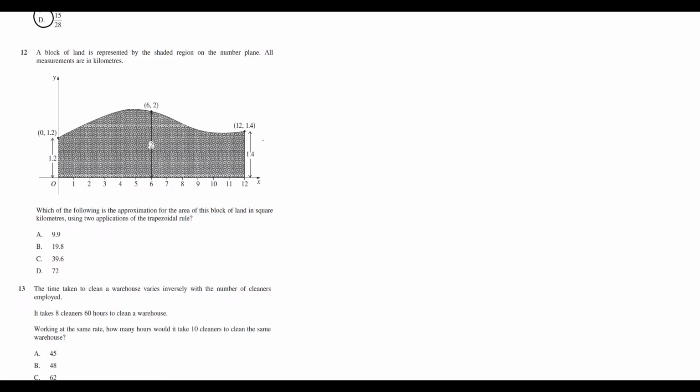Okay, so using 2 applications, we obviously want to go from 0 to 6, and then from 6 to 12 over here. So remembering our trapezoidal rule as A equals h over 2 times (a plus b). Sometimes people will write that as times (x plus y), but I think a plus b is a bit more standard convention. Okay, so let's go through and see what we'll end up with.